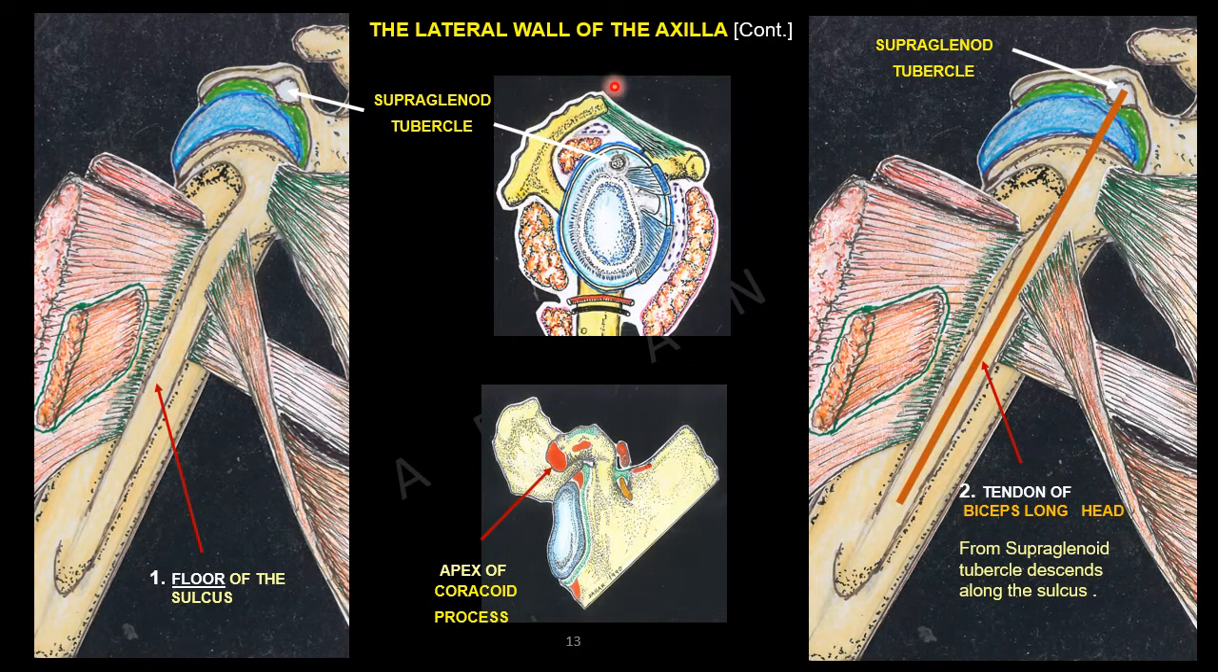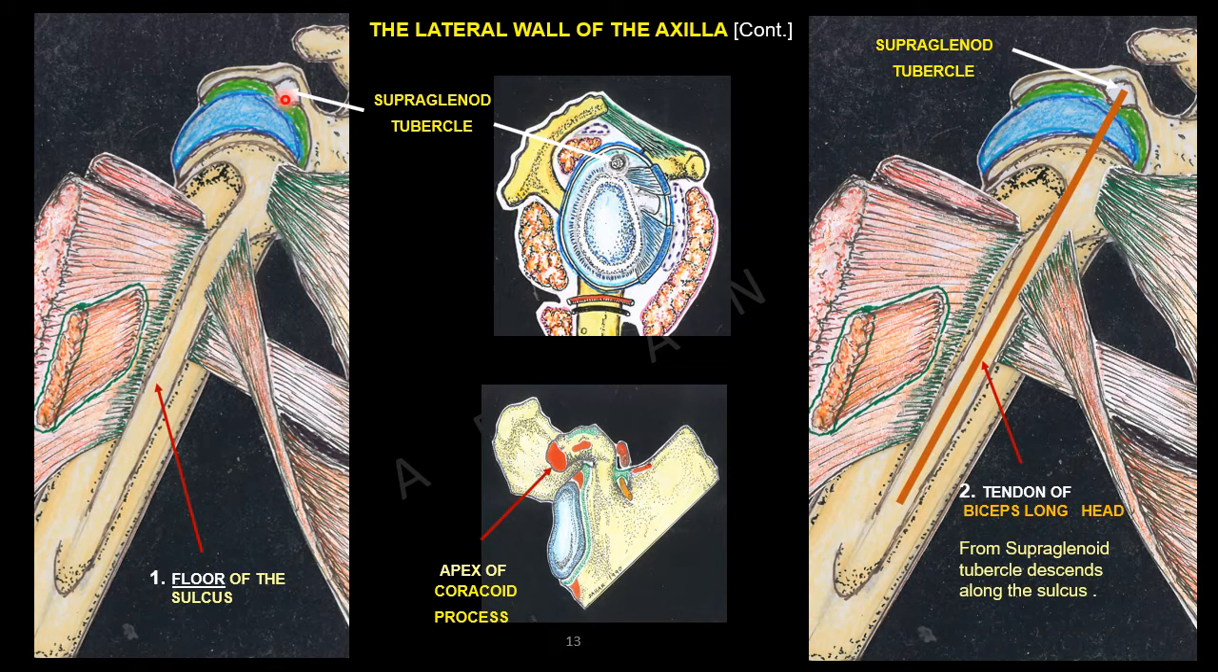The lateral wall of the axilla, continuation. These two diagrams I have already shown. This is the glenoid cavity, supraglenoid tubercle, coracoid process, apex of the coracoid process. Let's see the diagram here. The lateral wall of the axilla. The main structure is the floor of the intertubercular sulcus between the lateral lip and medial lip.